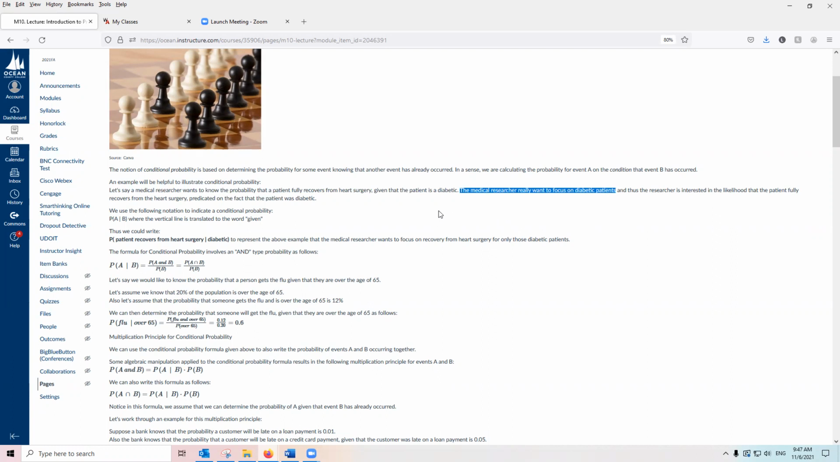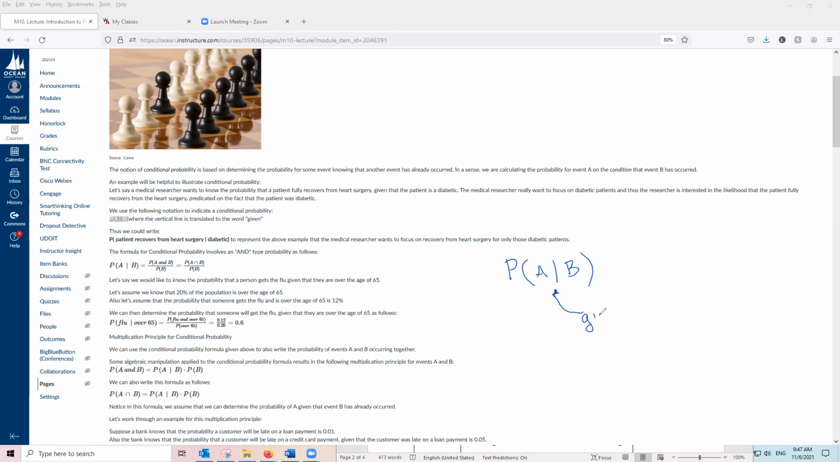Notice here it says the medical researcher wants to focus only on diabetic patients to come up with this probability. So what you're going to see is this notation: the probability of A with a vertical bar. And you've got to be careful. This vertical bar does not mean division. When you see this notation, this vertical bar is telling you, given the condition B has already occurred. So really, it's asking you to find the probability for event A, assuming that event B has already taken place.